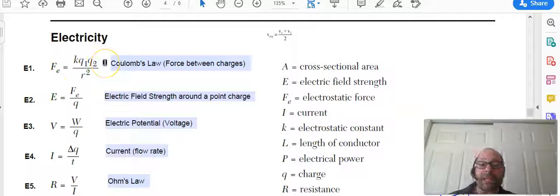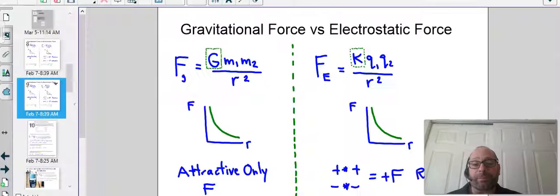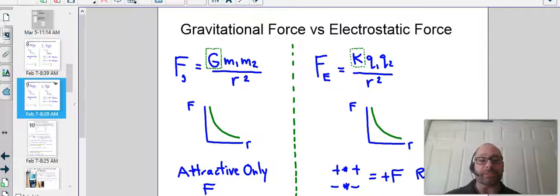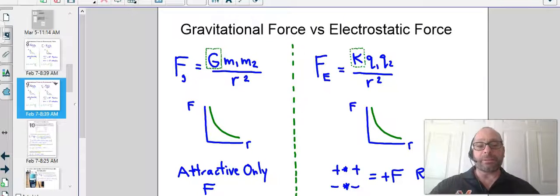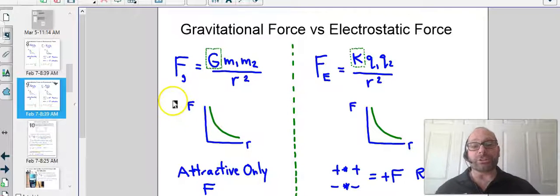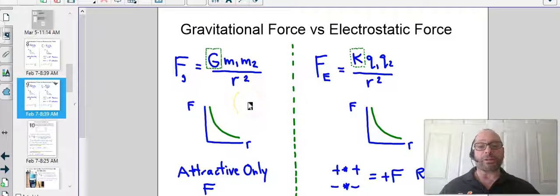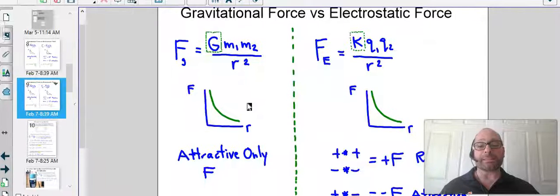Fe equals kq1 q2 over r squared. So we already know this formula in its gravitational form, Gm1 m2 over r squared. The strength of attraction between two masses was determined by the magnitude of the masses divided by the distance between them squared. And of course that's multiplied by the universal gravitational constant G.